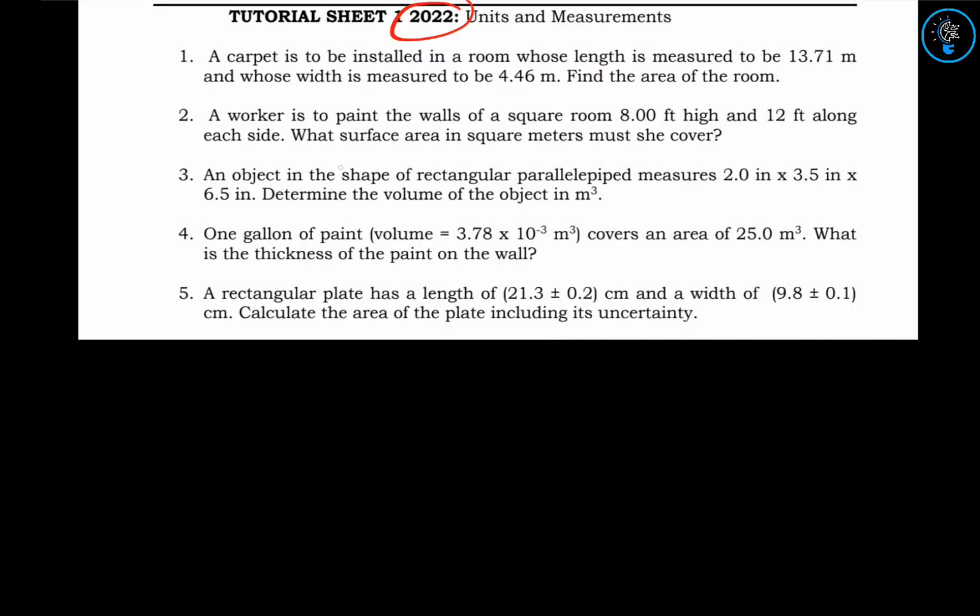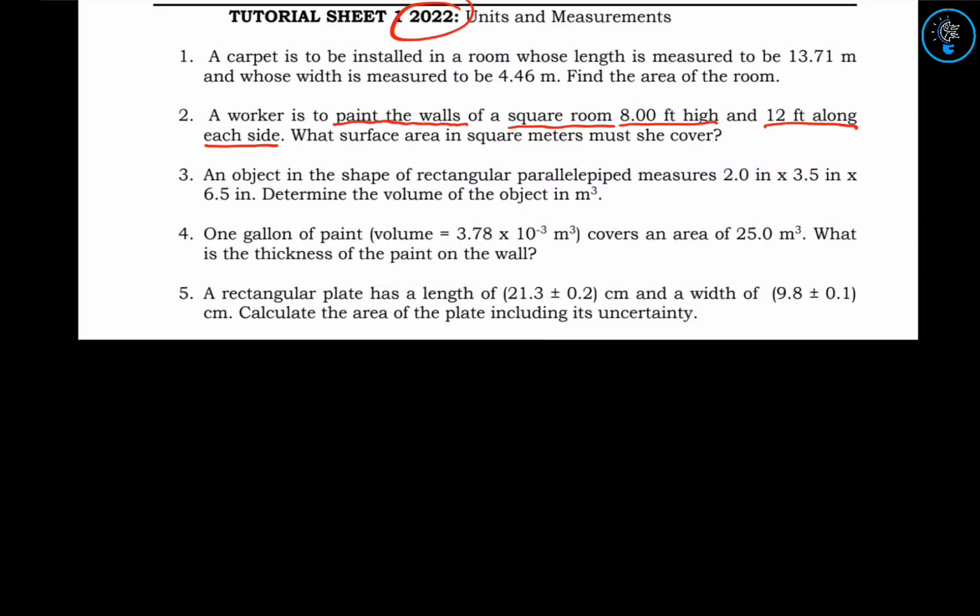So on question 2, we are told a worker is to paint the walls of a square room. So remember, the room is square, with the following dimensions. So we're given the height and we are given the length, since it's saying alongside. Then we are told what surface area in square meters must she cover. Anyway, never mind.